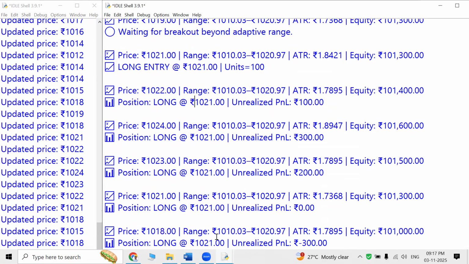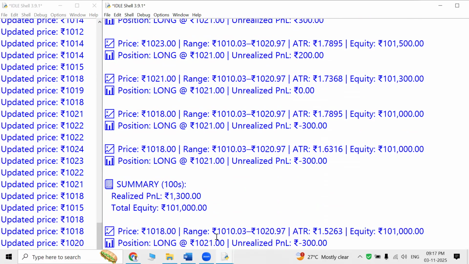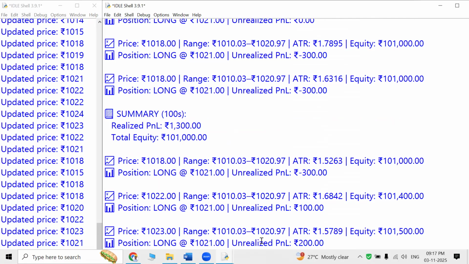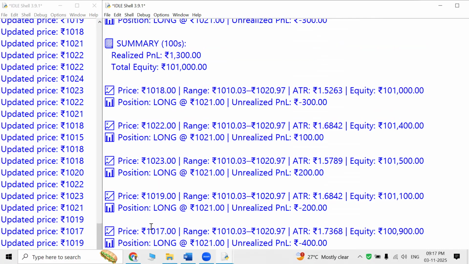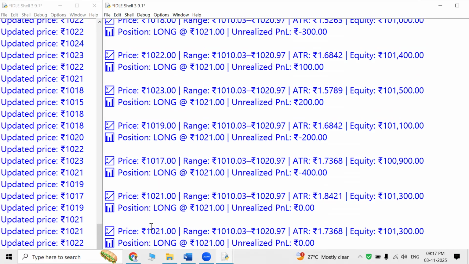Currently we are in no profit, no loss. Okay, we are in loss currently because the price is below the value. After 100 seconds, it will tell us the realized profit or loss. The unrealized part we can see over here. The price is again in a particular range. We are in the loss. Unrealized is 0. We must go above this value.